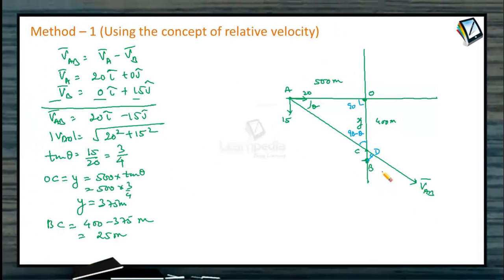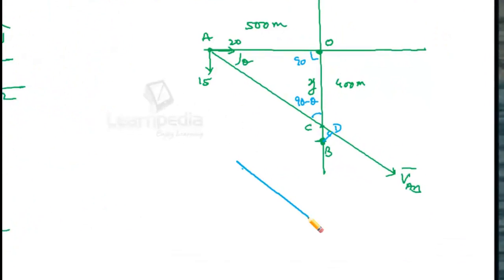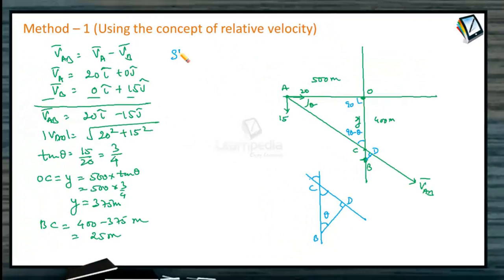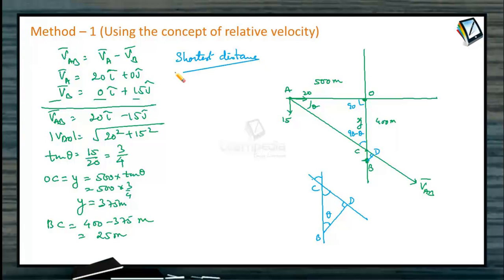So I will redraw this figure in a slightly bigger manner. This point is B. This is D. This point is C. This angle is 90 minus theta. This angle is 90. This angle is theta. So shortest distance will be, from the figure, BD. We know now BC is nothing but 25 meters. So BD by BC can be written as cos theta.